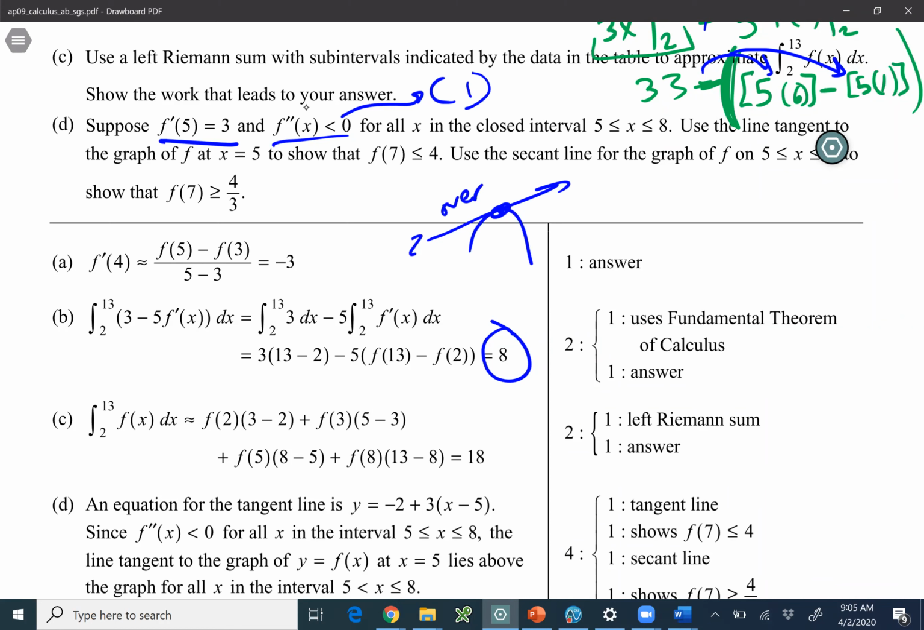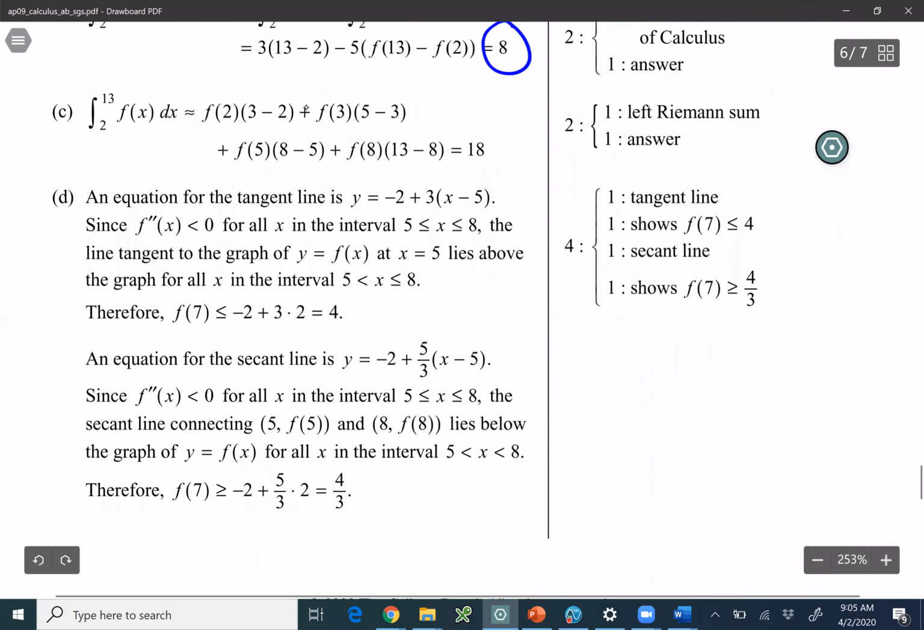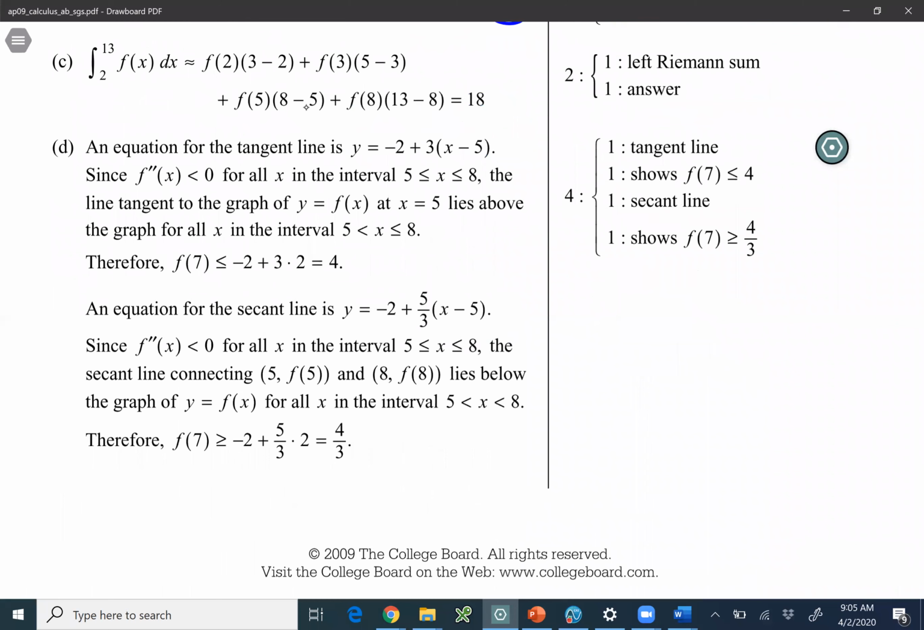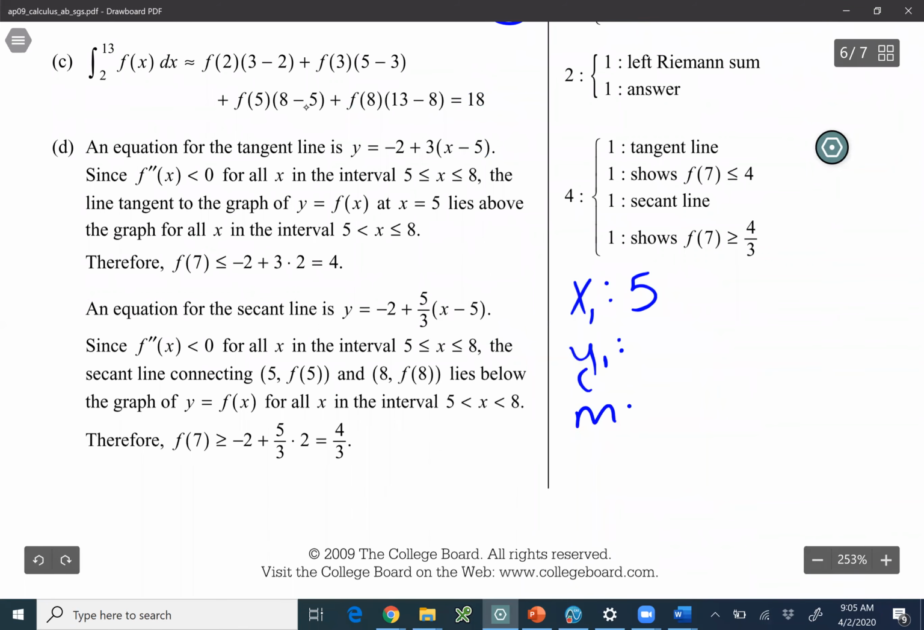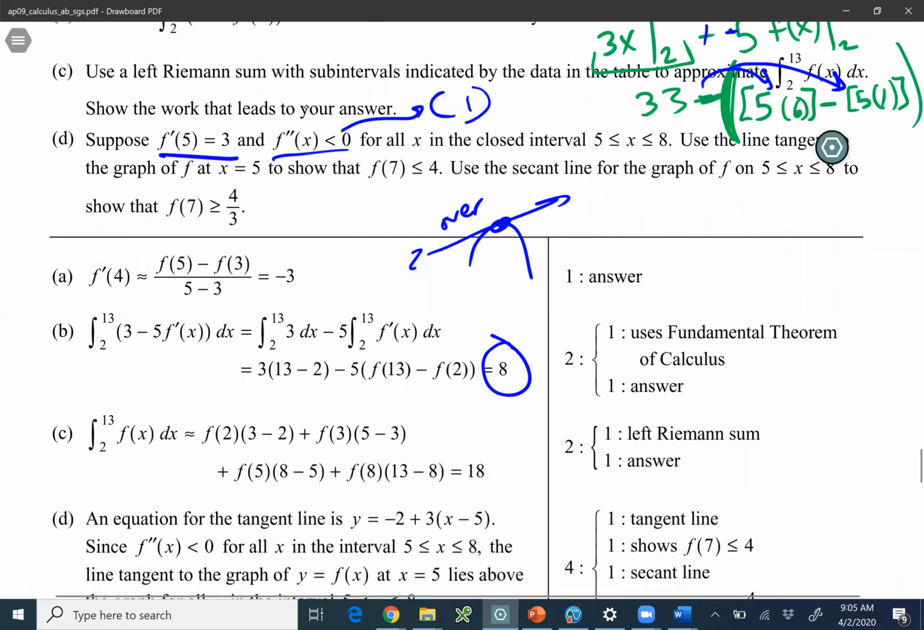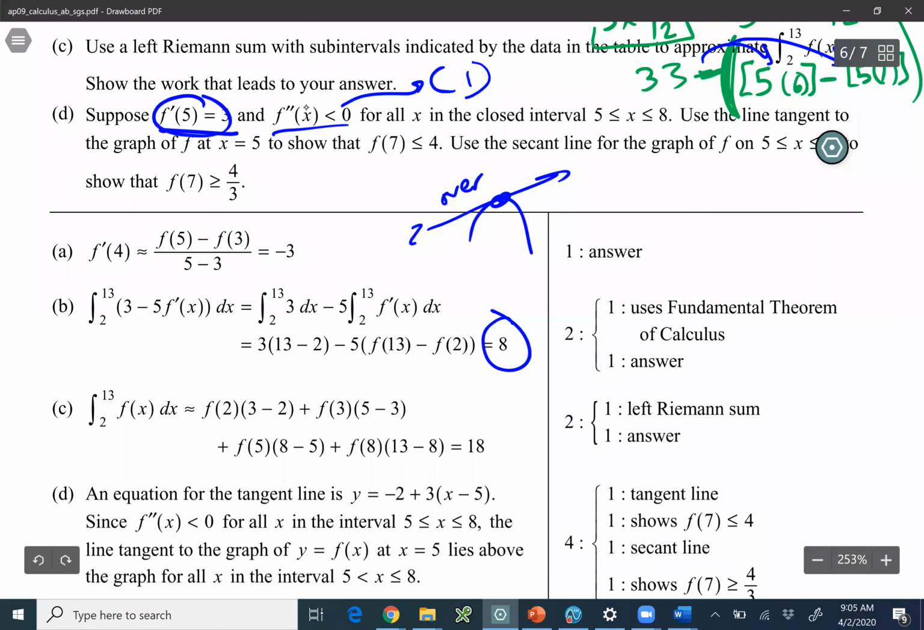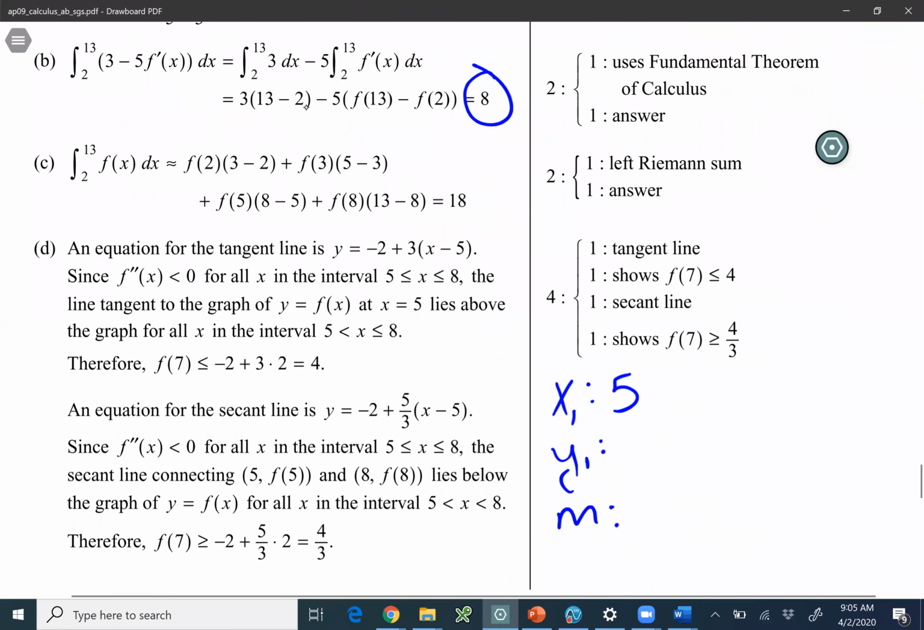And so it says use the tangent line of the graph of f at x equals 5 to show that f of 7 must be less than or equal to 4. So here's their explanation. I do it a little bit differently, but it's kind of similar. So x1 they gave us was 5. y1 we don't know yet. And m they gave us was 3, right? f prime of 5 is 3. That's our slope. So we know m is 3.